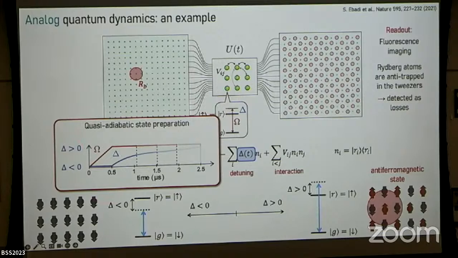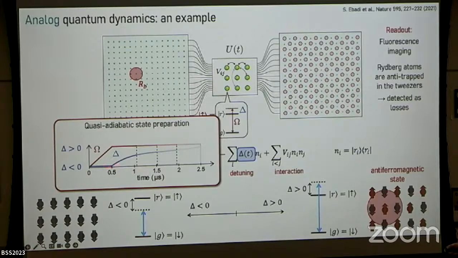So we prepare our array of atoms in the square lattice in this case. Then we slowly turn on omega, which means we slowly turn on the lasers that couple the ground to the Rydberg state. And we start initially with a large negative detuning. So initially we're in this situation here. This one corresponds to the state where the atoms are before you do any Rydberg thing. So we're able to prepare this with very high fidelities.